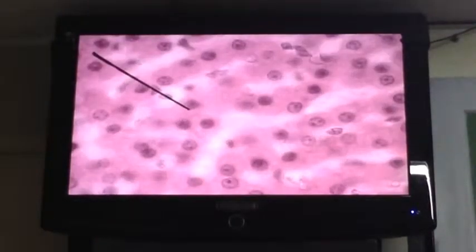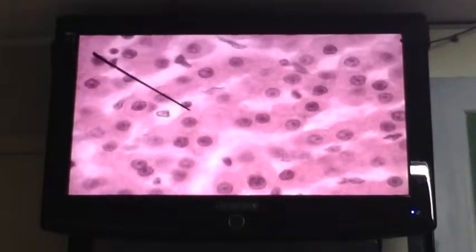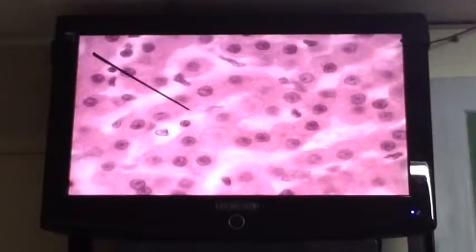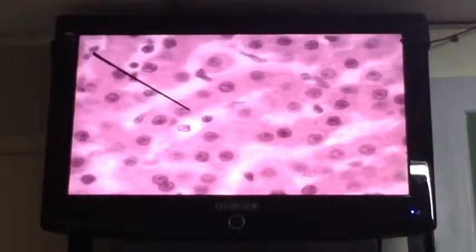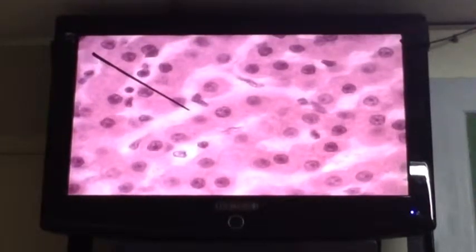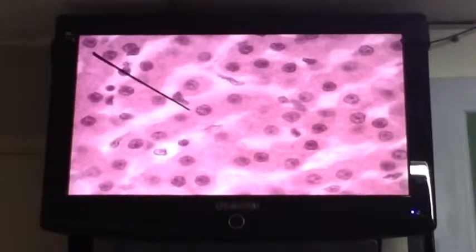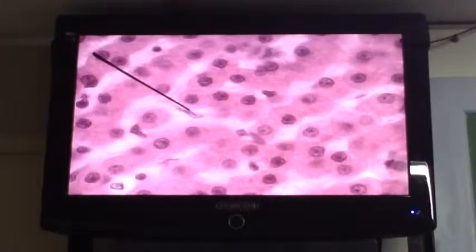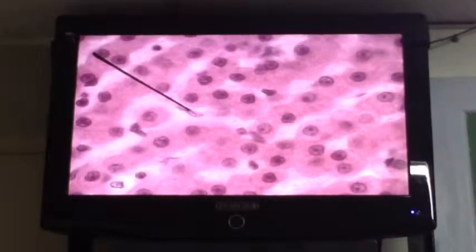Now let's focus on the rows of hepatocytes at high power. Okay, so you can see they are arranged in cords. Now, the spaces in between is what we call the hepatic sinusoid. And then you might see some cells with flattened nucleus. These are the Kupffer cells.